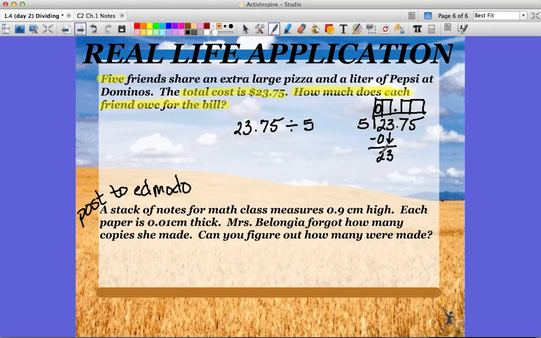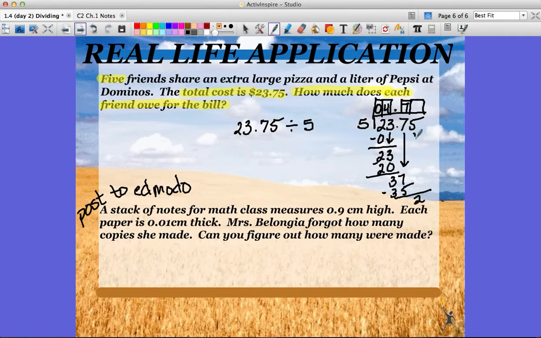We have 23. We can make 4 groups of 5 with 23 pieces. 4 times 5 is 20. 23 minus 20 is 3. Bring down the 7. 5 goes into 37 7 times. So you can look at this one of 2 ways. 37 divided by 5, what's the whole number that you get? Or you have 37 pieces, how many groups of 5 can you make? However it works for you is fine by me, as long as you make sure that you're putting these pieces in the correct place and using them in the correct order. 7 times 5 is 35.